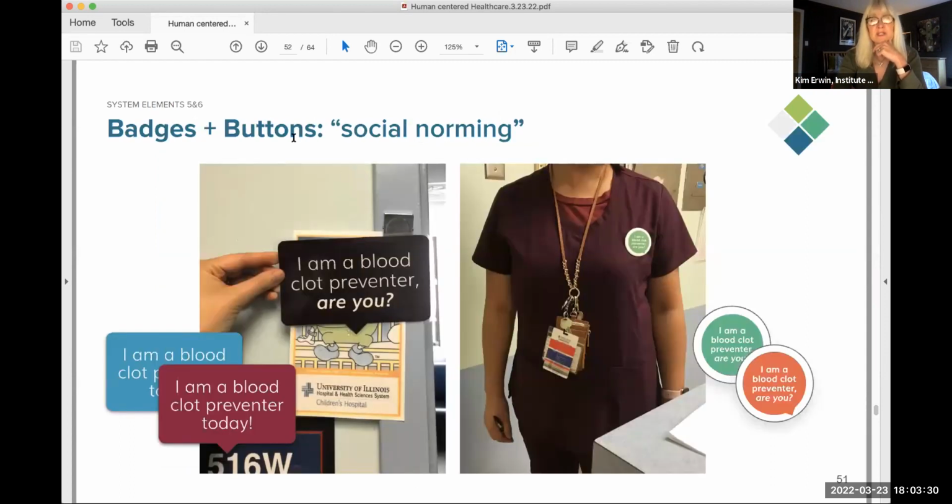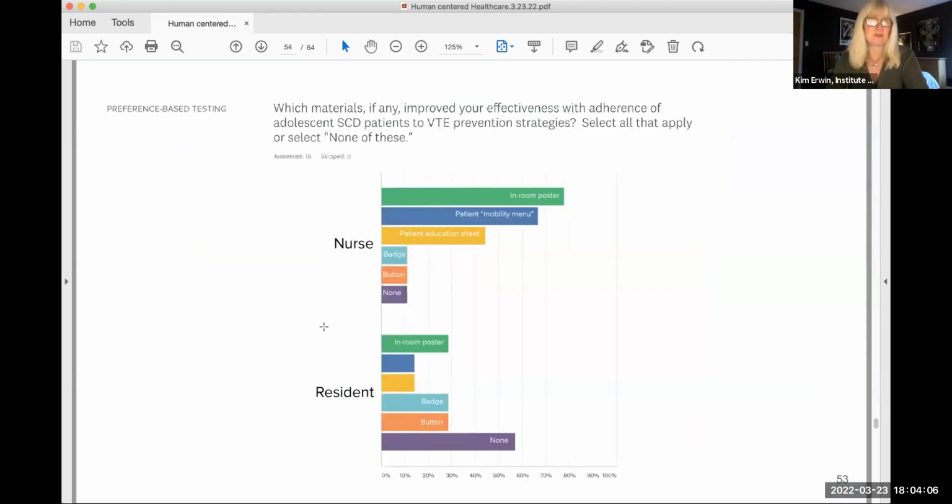We also created badges and buttons to do some social norming. So the idea that everyone wore a button, including the residents and the physicians, that says, I'm a blood clot preventer, are you? This is an identity component. It was built off of a very successful voting campaign you might remember. I'm a voter. The idea that you're not just doing an activity, it's who you are. And we also had these badges that you could put on doorways so that any resident or attending physician who walked in would say, hey, I saw you got your blood clot badge today. Good for you.